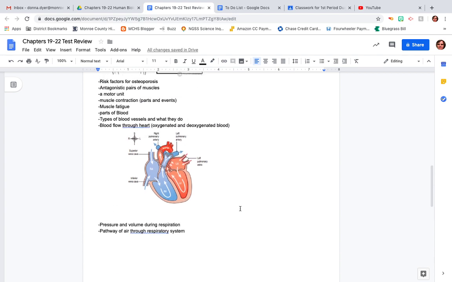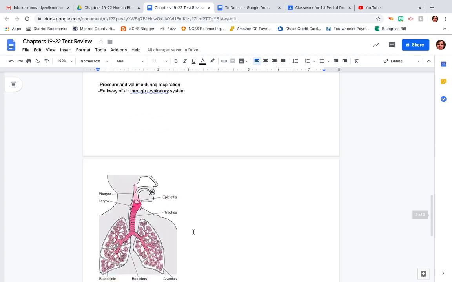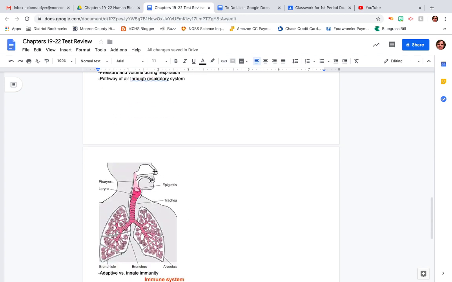After the circulatory system, we talked about the respiratory system. We need to be familiar with the pathway of air through the respiratory system. Remember, you breathe air in through your nose and mouth. It enters your pharynx and then goes down into your larynx. Your larynx is your voice box. This is where your vocal cords are located. Again, there is an epiglottis there. When you swallow, it blocks off the trachea, which is your windpipe, so that food and water do not go down the windpipe.